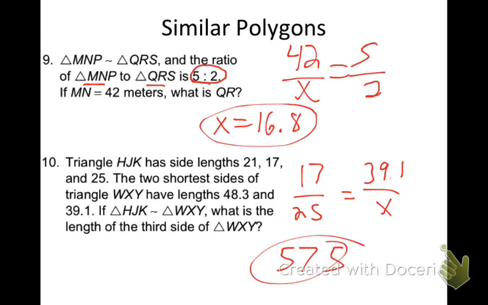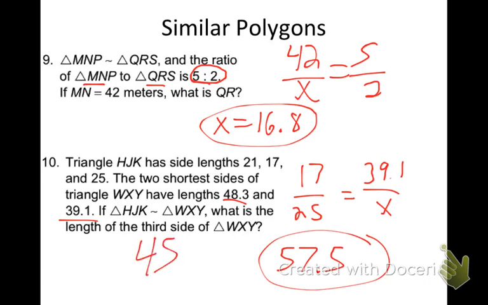Now, if you think about that, would that answer make sense to this problem? Yeah. 48.3 and 39.1 are the smaller sides. That answer does make sense. If I had an answer like 45, would that make sense to what the problem said then? No. So always make sure you go back and check. Does it make sense?